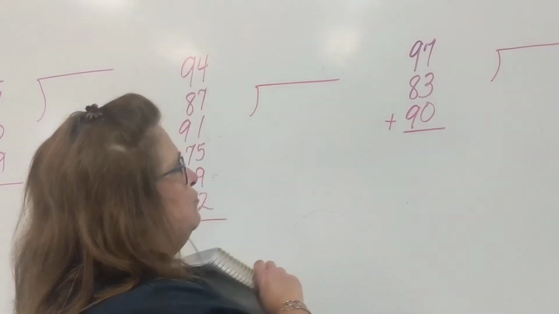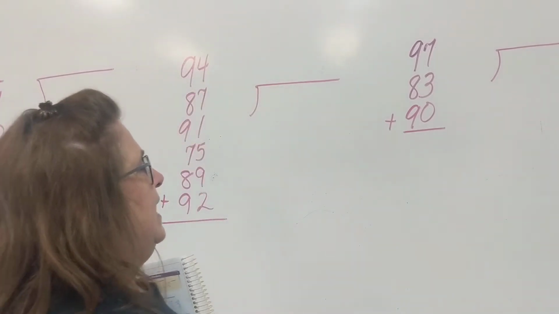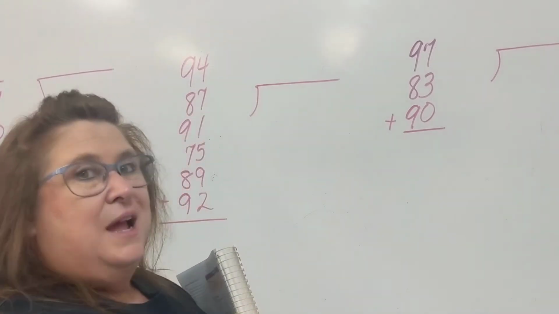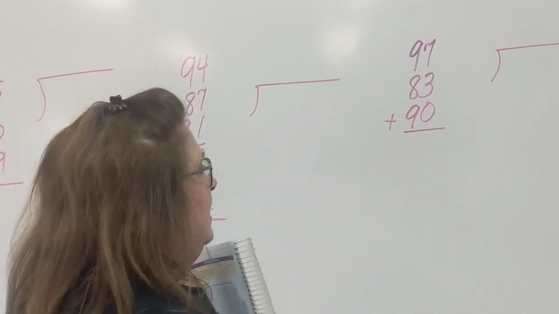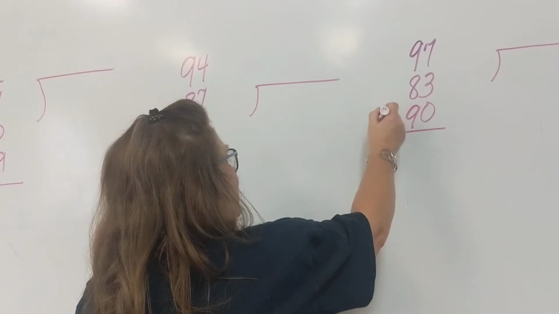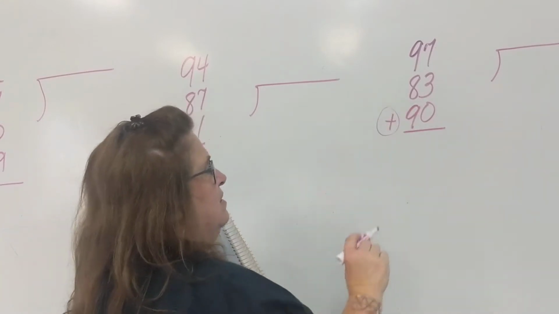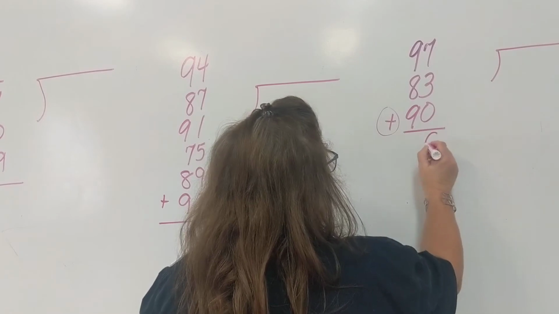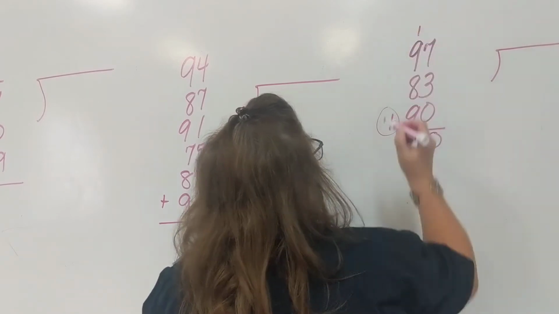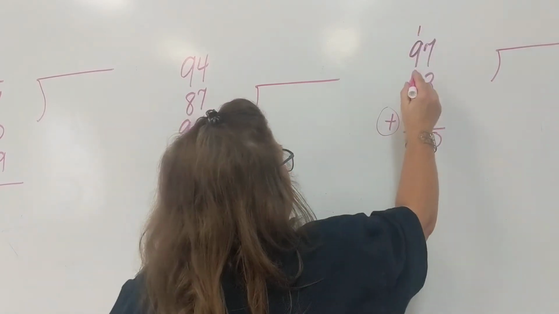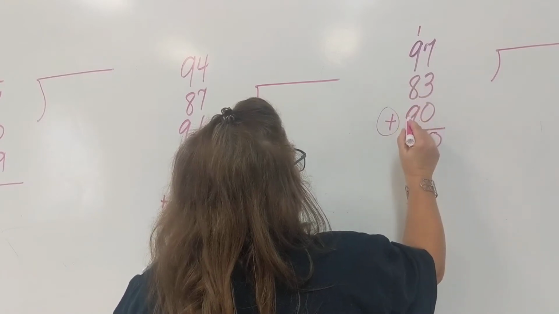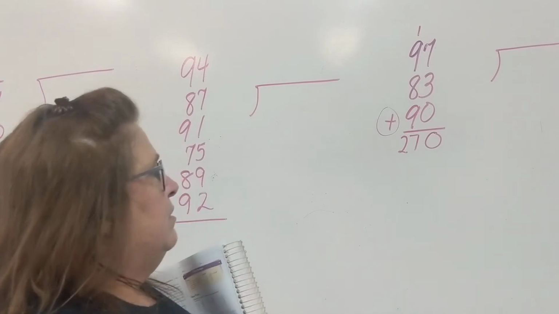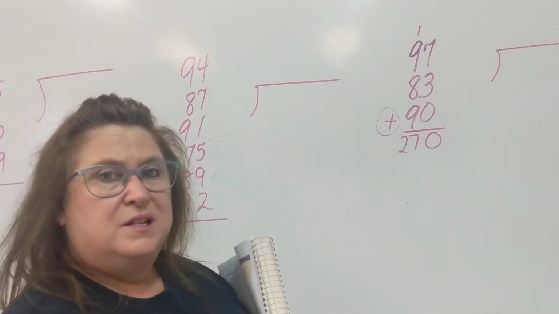So when we are averaging numbers, we will take the numbers that we are averaging and we will find the sum of those numbers. If we find the sum, what are we doing? We are adding those numbers. So 7 plus 3 is 10, plus 0 is still 10. We put our 0 down, we carry our 1. 1 plus 9 is 10, plus 8 is 18, plus 9 is 27. So our sum is 270.